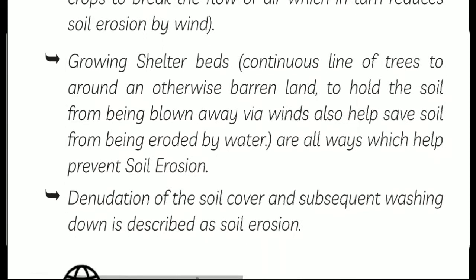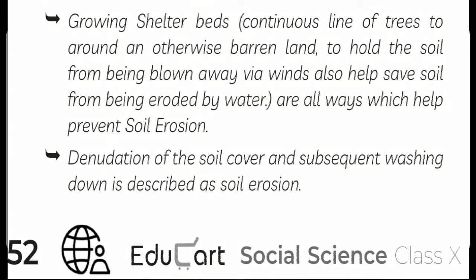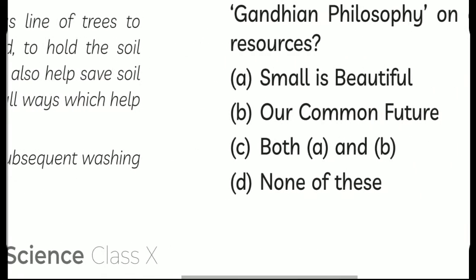Now the next is shelter belts. A continuous line of trees around otherwise barren land to hold the soil from being blown away by winds, which also helps save soil from being eroded by water, are all ways which help prevent soil erosion. And the last is denudation of the soil cover and subsequent washing down is described as soil erosion. It means that the removal of soil cover and subsequent washing it down is described as soil erosion.